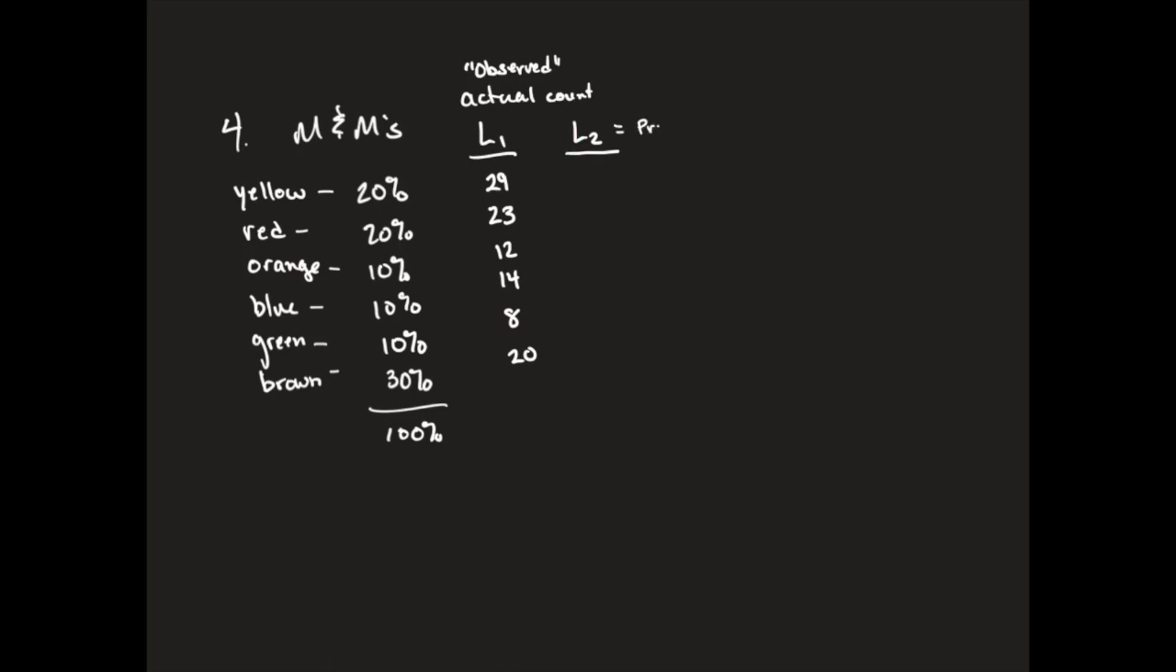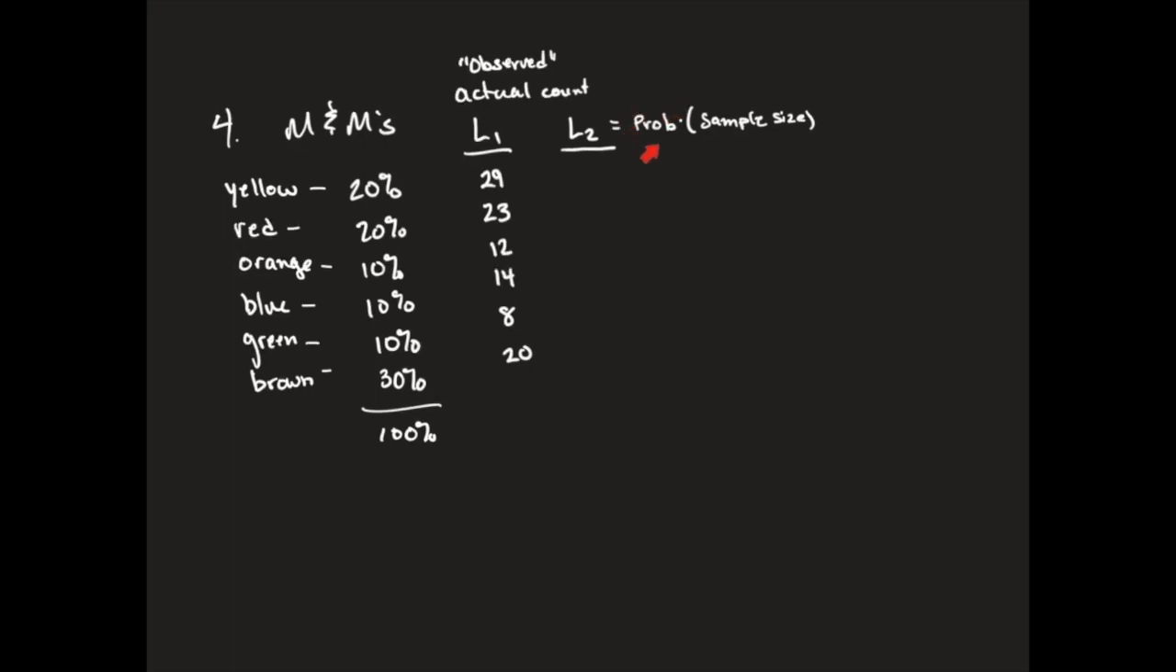L2, they're not going to give me these values. We have these percentages, and if I know the percentages, then I can figure out what goes in L2. In other words, it's really going to be the probability of the color, or the percentage, times the particular sample size for your problem. If you add your totals up here, we can figure out what the total sample size is. If you add them all up, you're going to get about 106, if I did my math right.